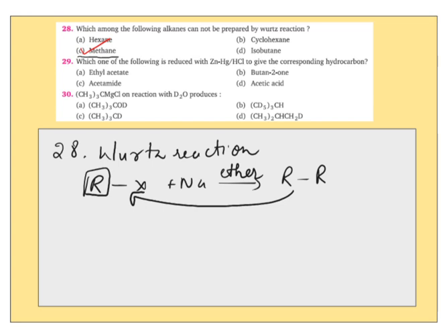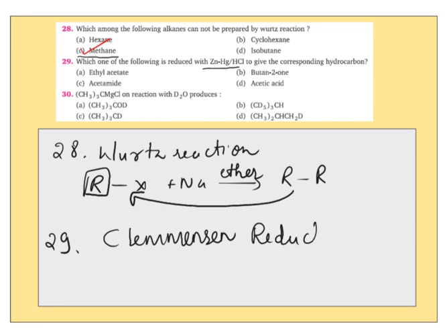Which one of the following is reduced with zinc amalgam in HCl to give the corresponding hydrocarbon? When you look at the reaction condition given, you need to identify what reaction or what reagent it is. Most of the reactions or reagents given will be named, like in this case Wurtz reaction. Here it's a Clemmensen reduction or Clemmensen reaction or Clemmensen reducing reagent.